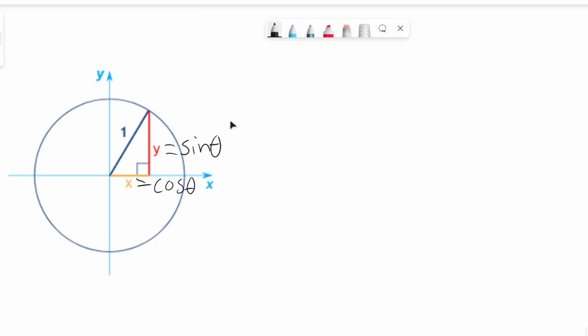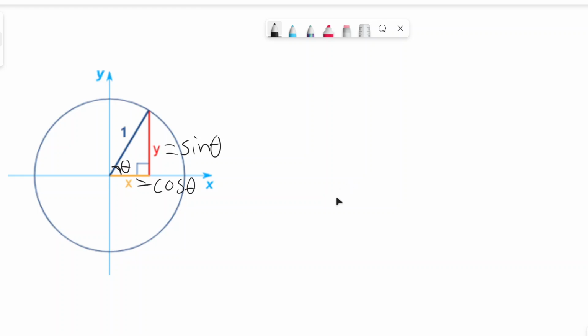Because you have to realize that sine is opposite over hypotenuse. So what's opposite to theta? Well, that's y. And what's the hypotenuse? 1. Y over 1 is the same thing as y. And so we can say that's sine of theta. And the same logic goes for x. Now you'll notice that we have a triangle here.